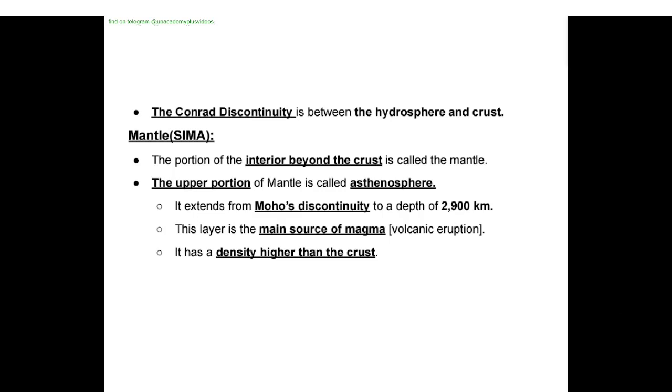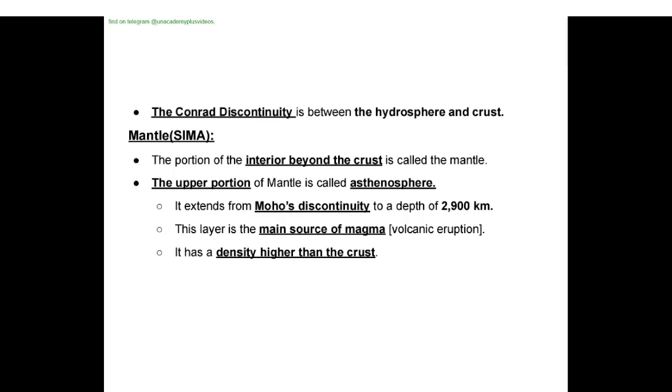Mantle, the code word is Sima. The portion of the interior beyond the crust is called the mantle. The upper portion of the mantle is called the asthenosphere. It extends from Moho's discontinuity to a depth of 2,900 kilometers. This layer is the main source of magma for volcanic eruptions. M for magma, M for mantle.